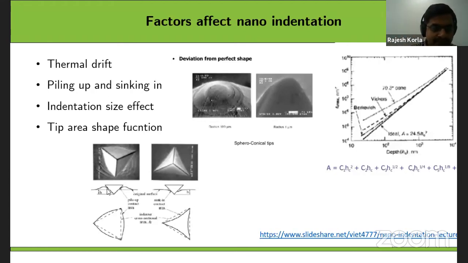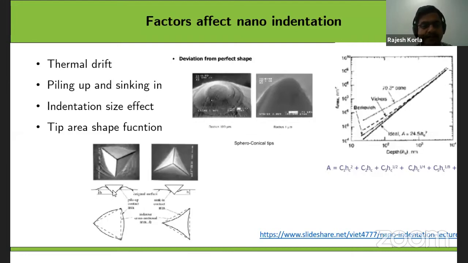So this changes the contact information between the indenter and the sample. If the sample is flat, then the area function for a particular depth is valid. But if there is piling up or sinking in, then the projected area of the indentation can change.